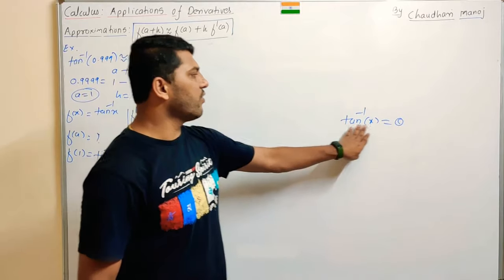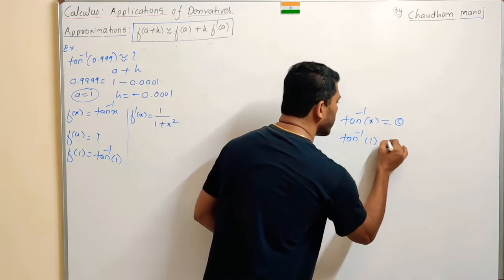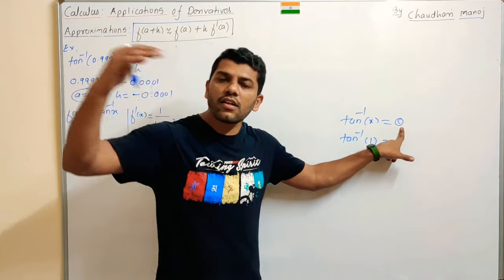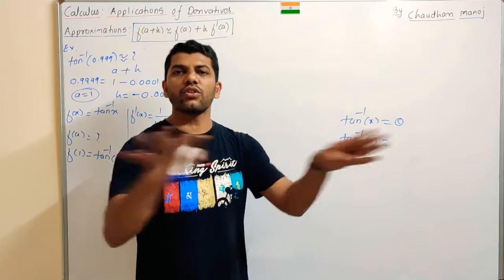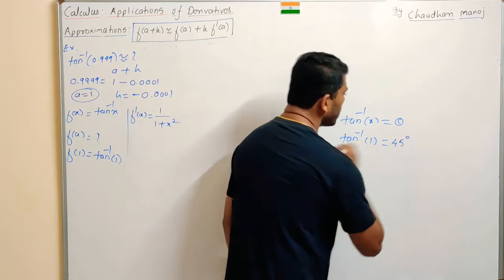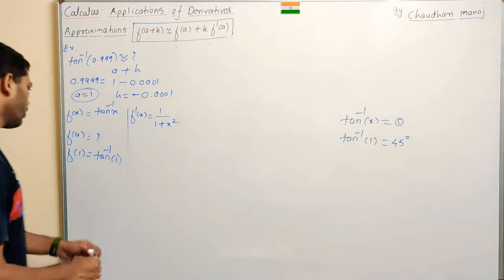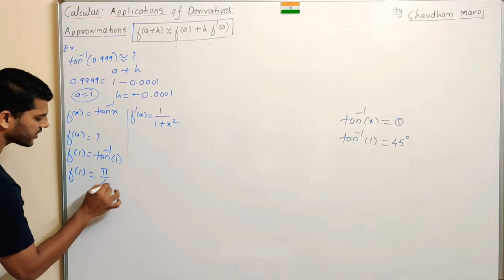So the answer for a inverse is always an angle. If you want to find tan inverse 1, try to guess which angle of tan leads to the value of 1. You know that tan of 45 degrees is 1. So therefore the answer for this is 45 degrees. So tan inverse 1 is 45 degrees. In radians it is pi by 4.